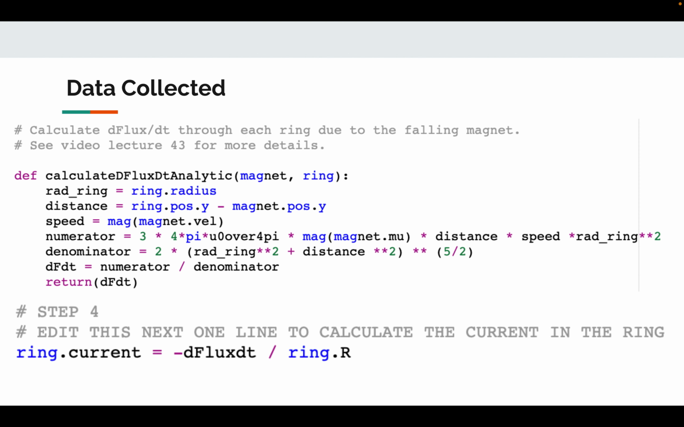Next up, we calculated the d flux dt through each ring of the falling magnet. This was calculated using the formula above, which basically calculates the d flux by getting the ring, the distance, speed, and calculating dΦ/dt by dividing the numerator by the denominator. And we set the current to be equal to the d flux dt over the ring's radius, so it shows the flux through the ring.